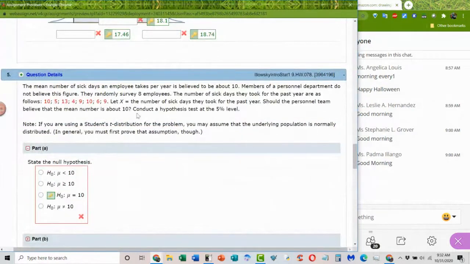This one here, we have sample data. So, where is it?